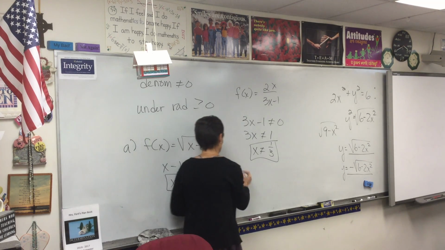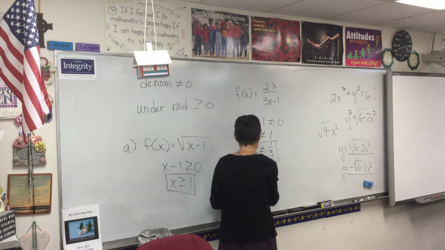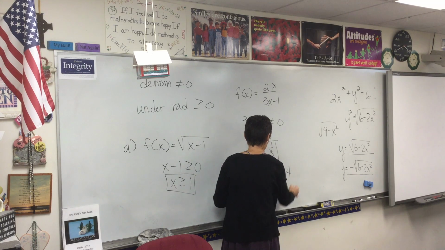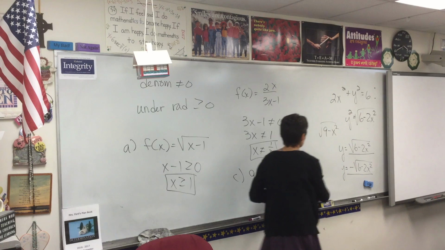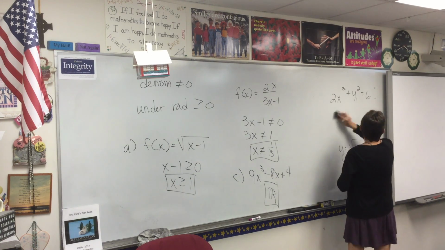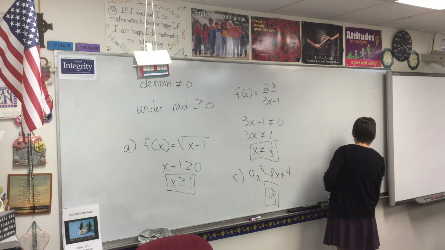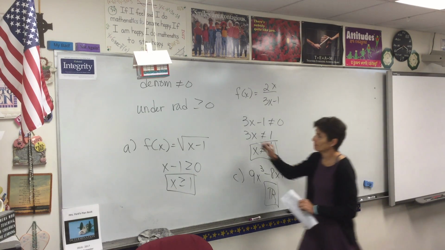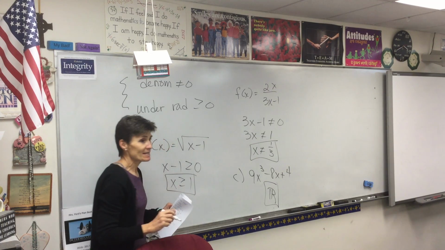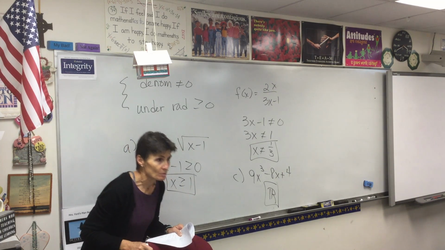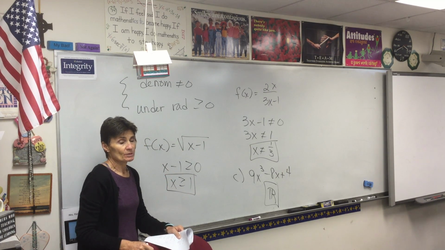C. What about C? All real numbers. Why is that one all real numbers? Because there's no fraction in there. Exactly. Boys and girls, this is the problem right here. These are the issues. If you don't have the issues, then you don't have the issues. It's all real numbers.